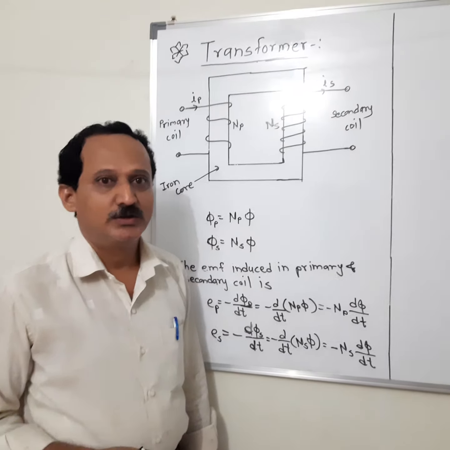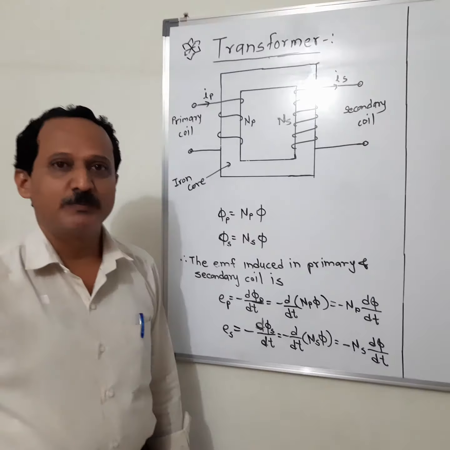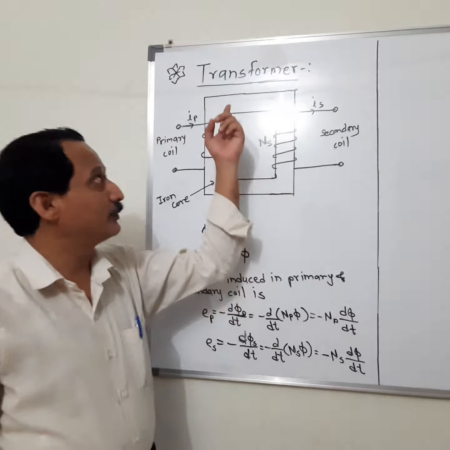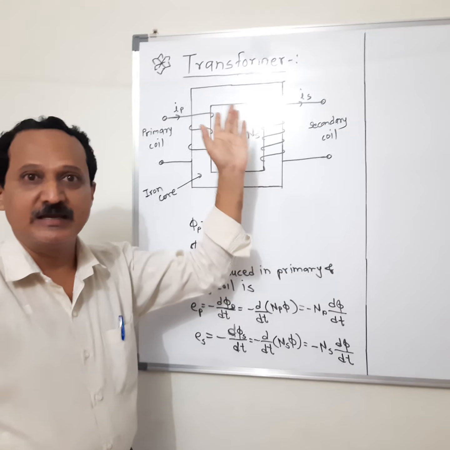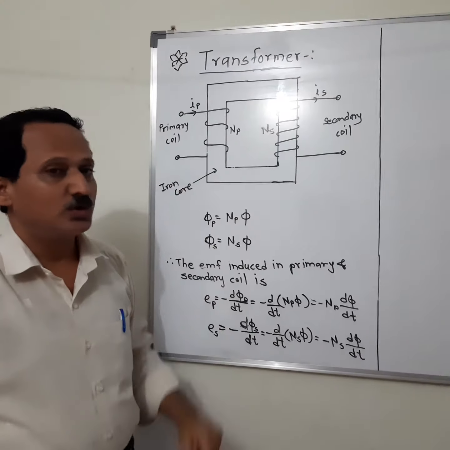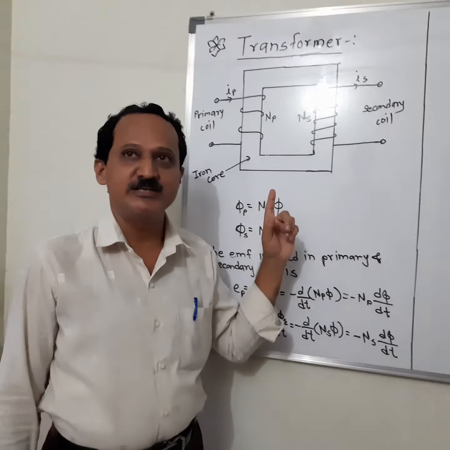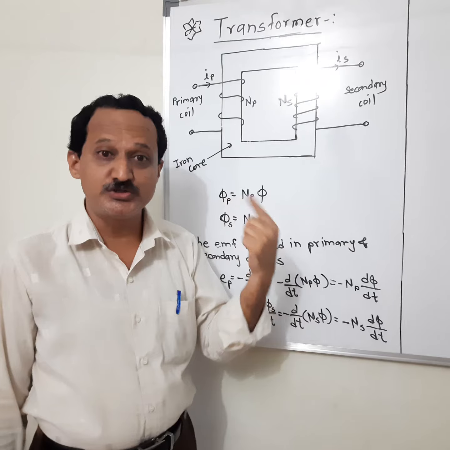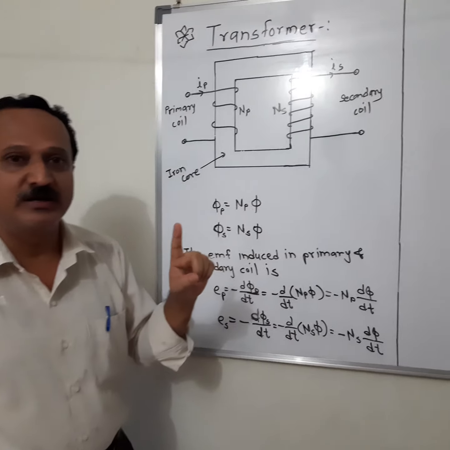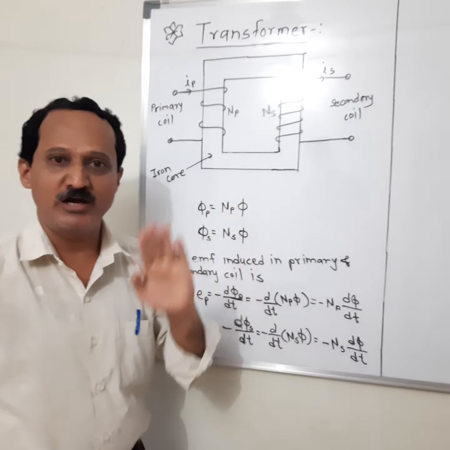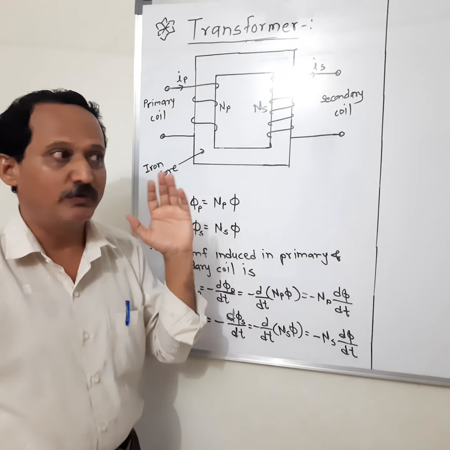Hello everyone. Today we have to see what is meant by transformer, what is the principle of transformer, what is the working and equation of transformer. So first of all, what is meant by transformer? Transformer is a device which is used to convert or to change the voltage of alternating current from low value to high value or high value to low value.